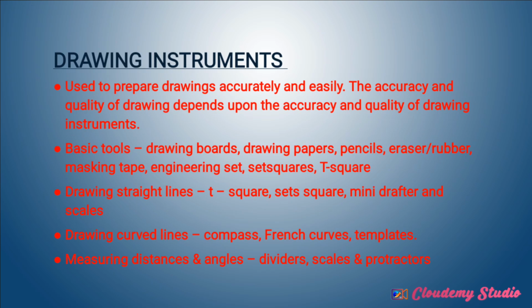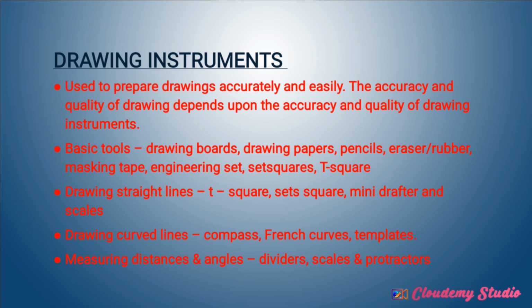On to the next slide, we look at the drawing instruments. The drawing instruments are used to prepare drawings accurately and easily. The accuracy and quality of drawing depends upon the accuracy and quality of the drawing instruments. So your drawing instruments should be very neat and at the same time very straight, so that you can produce accurate results in terms of drawing. If you use crooked rulers, then it means that your lines will not be perpendicular. Then you have basic tools. The basic tools are vital tools that are commonly used when performing any drawing. You cannot perform any drawing without them.